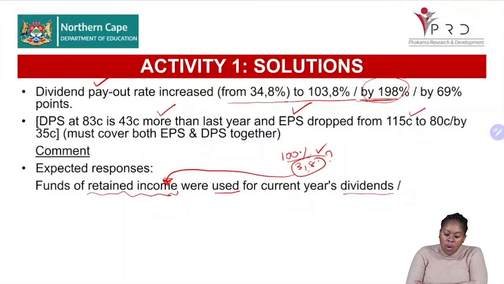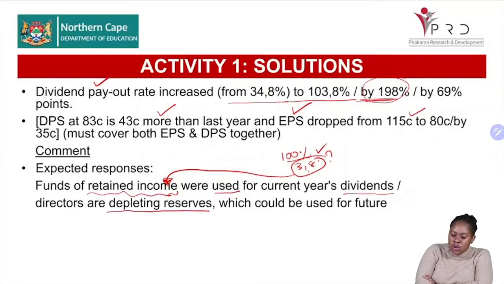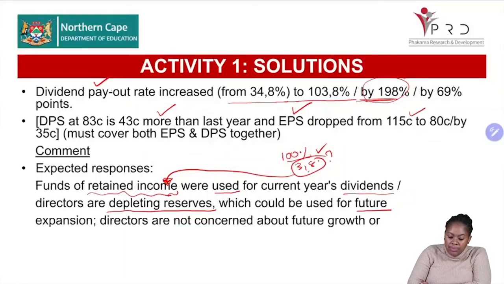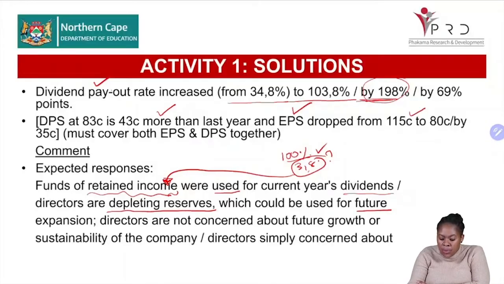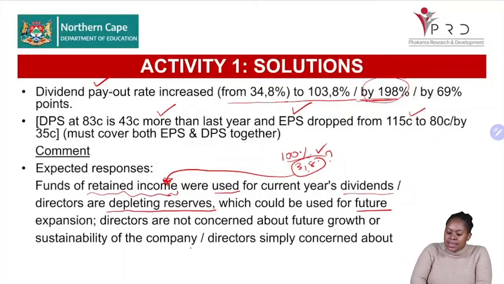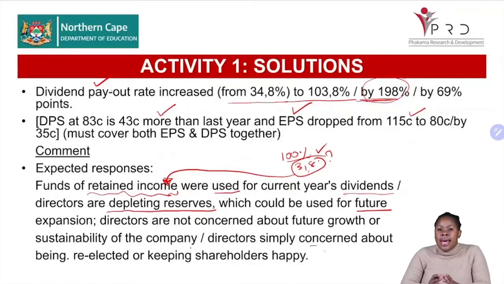All right. Or you could have actually mentioned the fact that the directors are depleting the reserves. So we might not have reserves in the future, which could have been used in the future expansions. Directors are not concerned about future growth or the sustainability of the company. So this is a point that you could have also mentioned. And then you could have also mentioned the directors are simply concerned about what? They are concerned about being re-elected or keeping the shareholders happy.